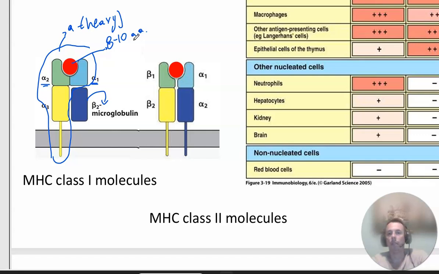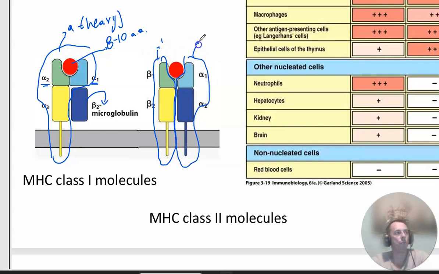MHC class 2 molecules have two chains, two comparable chains, 1 and 2. The alpha and the beta. Each of these has two domains, alpha 1 and alpha 2 for alpha, beta 1 and beta 2 for beta. The peptide binding groove is formed between the alpha 1 and the beta 1 domains, and it accommodates longer peptides, 13 to 25 amino acids long.